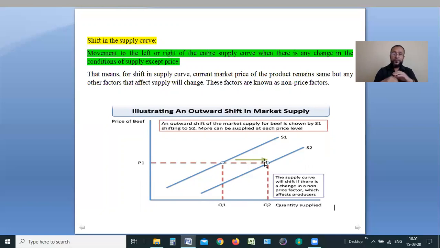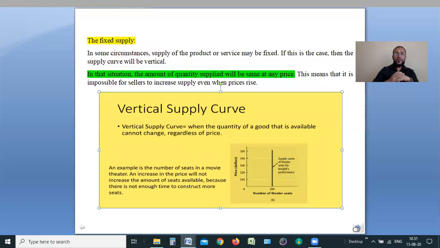Like here we assume that the cost of production decreases, so this is favorable for the business. Since it is favorable, they will produce more, and supply will increase. So this is the rightward shift of the supply curve due to the fall in cost of production. Here the price is the same.